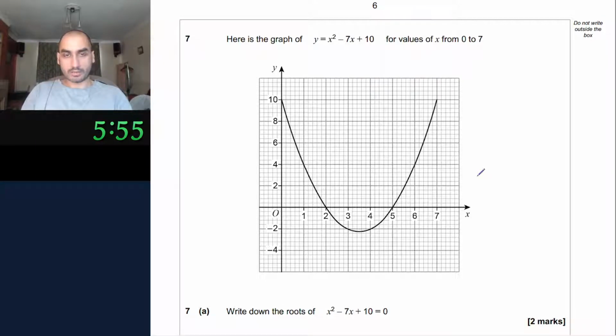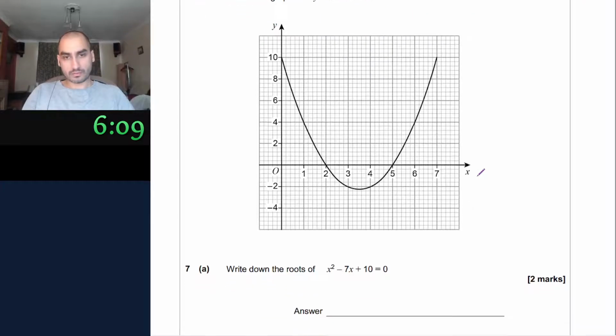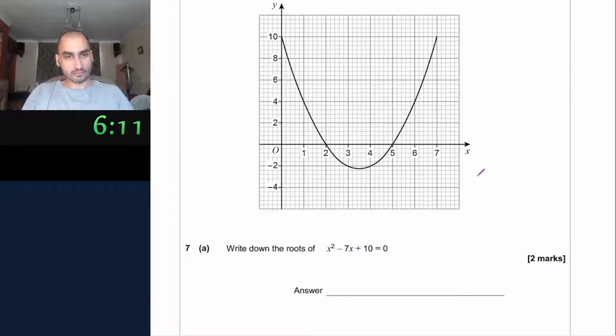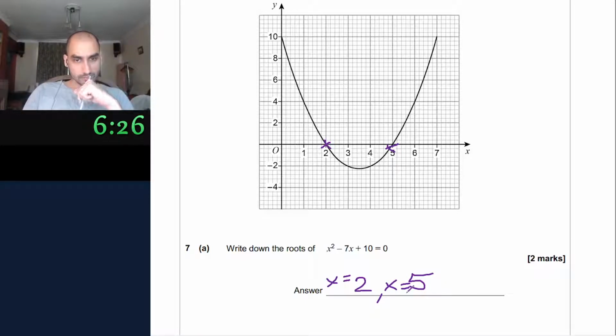All right. Here is the graph of minus x squared minus 7x plus 10 for values of x from 0 to 7. Write down the roots. 2 and 5. Does that work? So 2 squared, 4, minus 14, minus 10 plus 10. Yeah, and 5 is 25 minus 35 plus 10. Yeah.